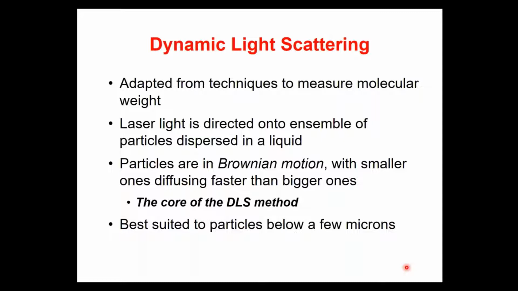This is the core of the dynamic light scattering method, as well as other methods like nanoparticle tracking analysis. Because we need some measurable diffusion distance and Brownian motion velocity, this method is best suited to particles that are below a few microns that have more substantial diffusivity.